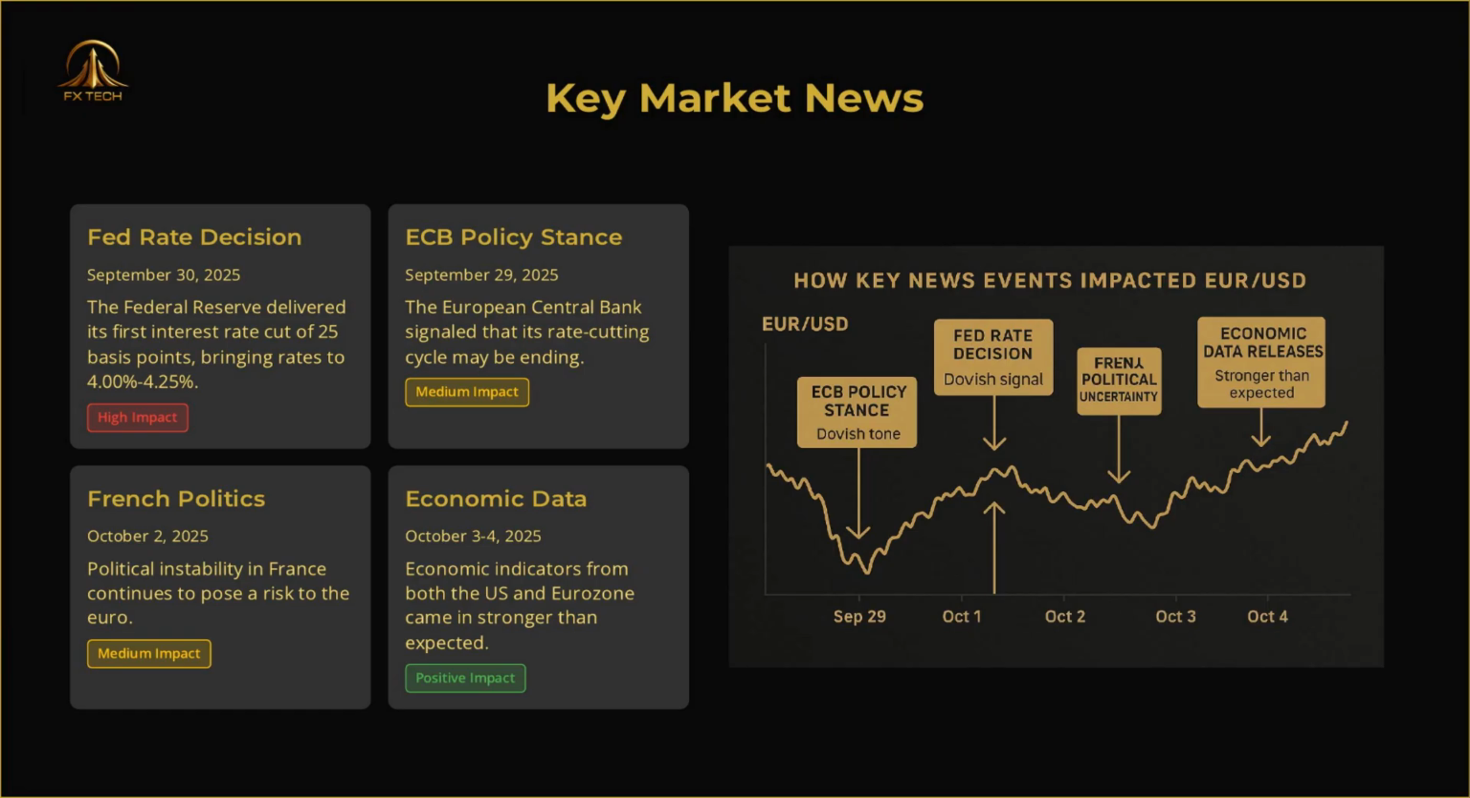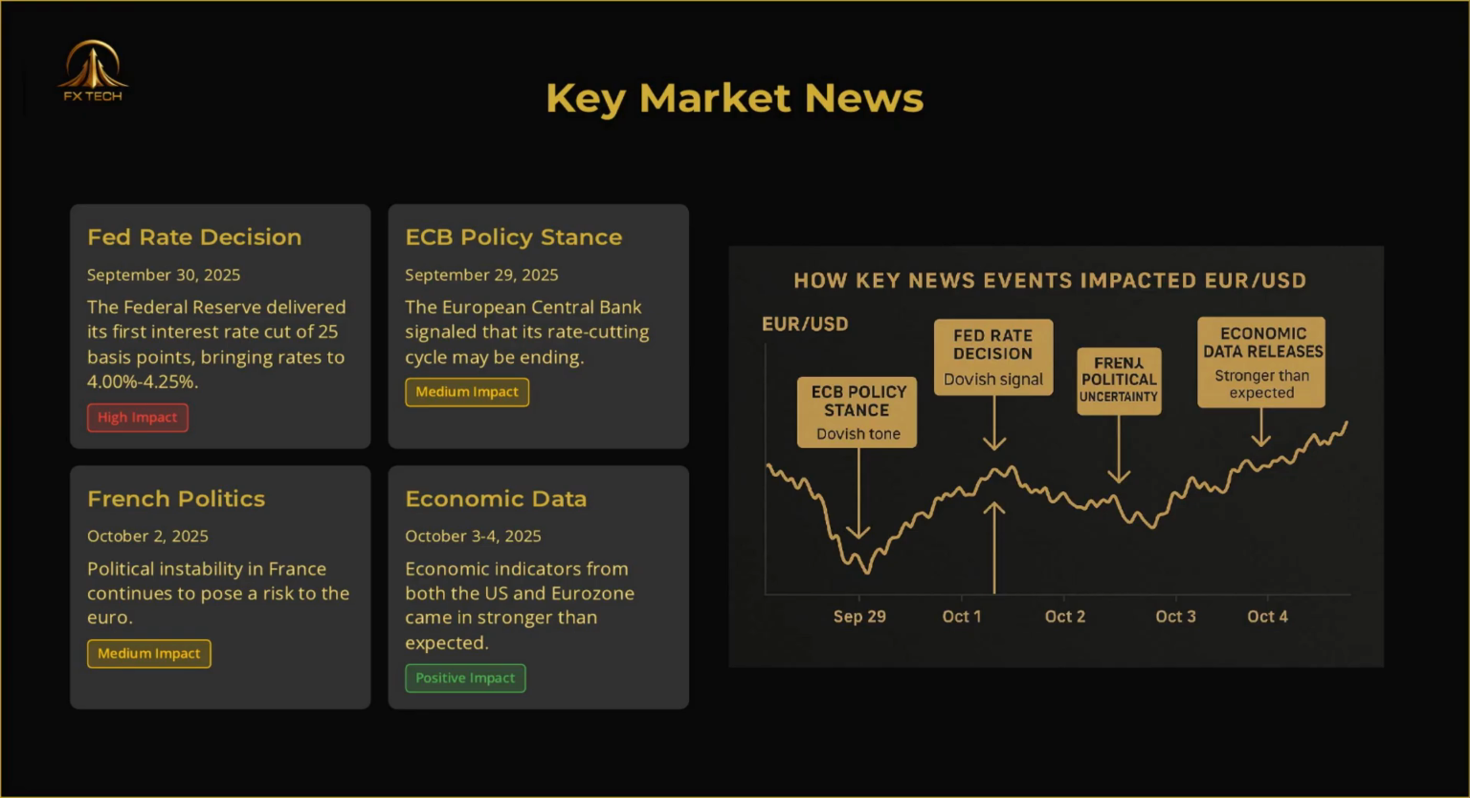Several significant news events have impacted euro to US dollar during our analysis period. Let's review the most important developments. The Federal Reserve delivered its first interest rate cut on September 30th, reducing rates by 25 basis points to 4.00% to 4.25%. This highly impactful decision marked the beginning of the Fed's easing cycle, though Chair Powell's risk management approach suggests a measured pace for future cuts.